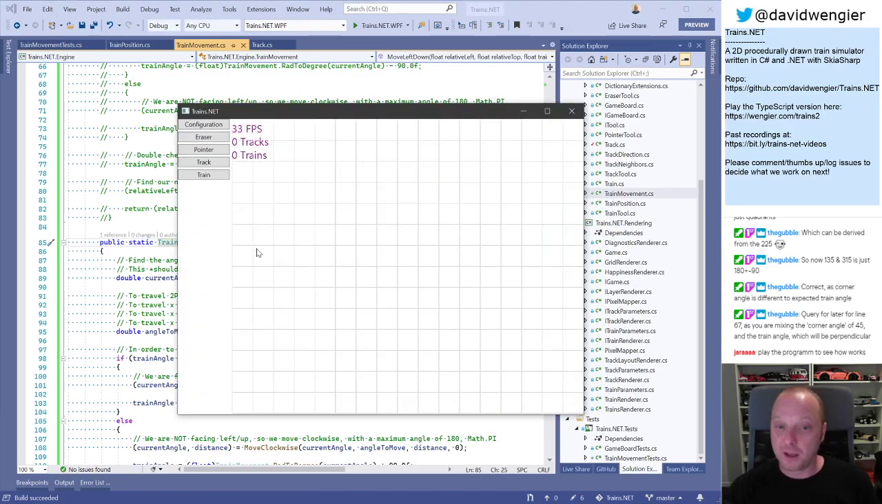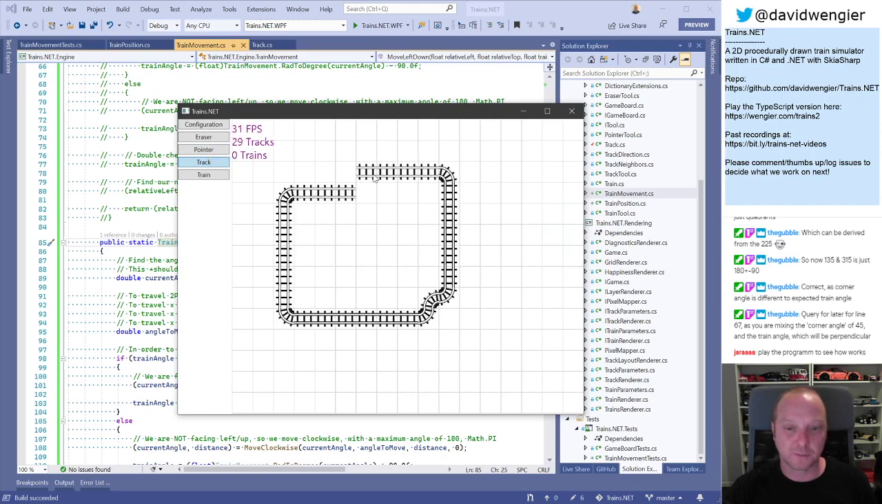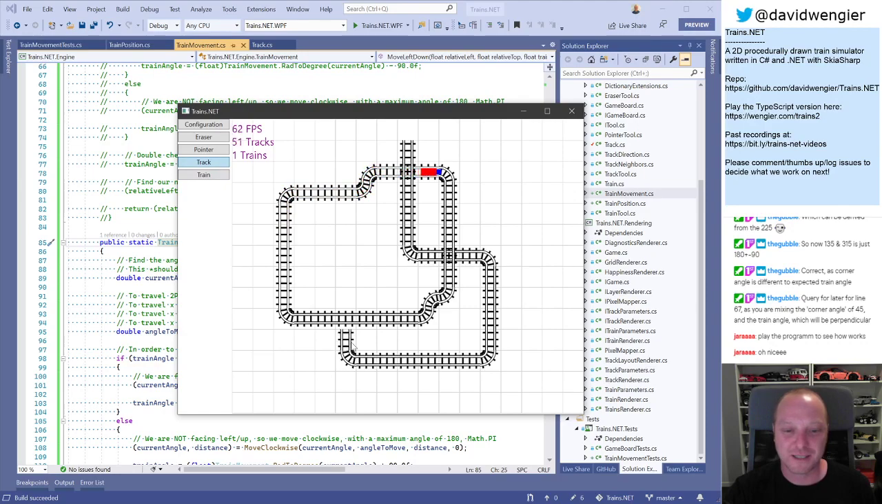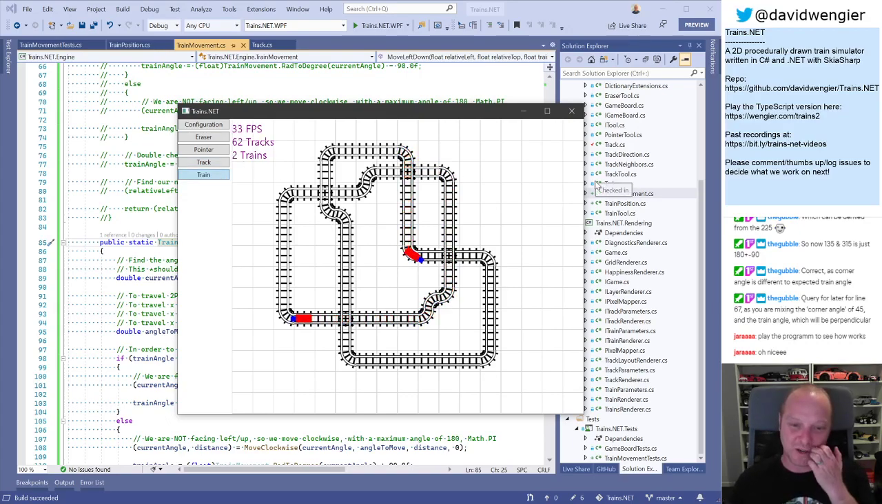Okay. This is what it does. You draw some tracks, and then you put some trains on, and you watch the trains go around. And if it looks underwhelming, that's because the trains have only been going around for about 3 minutes. This was what we did. What we managed to do last stream was get basically one corner worked, and on the last stream got the rest of the corners to work.